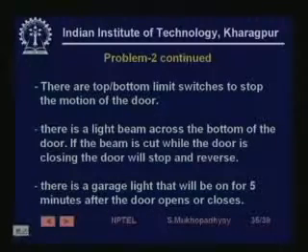There is a garage light that will be on for 5 minutes after the door opens or closes. So, you have a garage light which can be on for 5 minutes after the door opens or closes. So, you have to use a timer here. Any time you do an operation, the light is going to go on and stay 5 minutes. Okay.